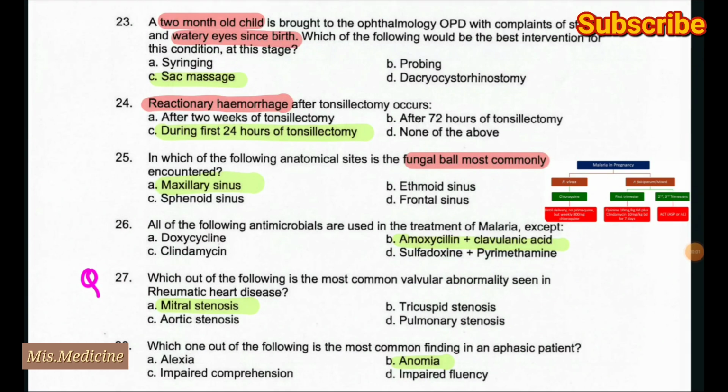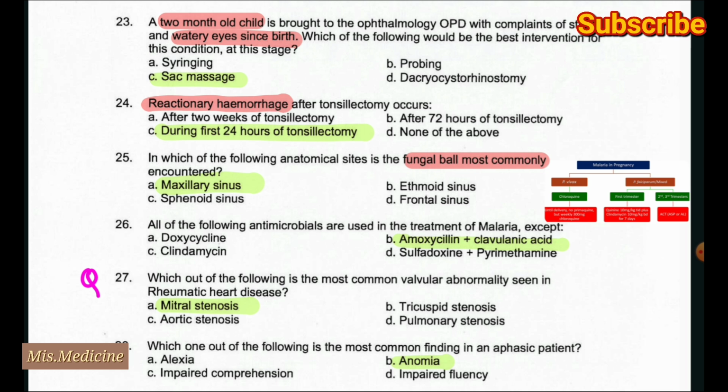Next question is, a 2 month old child is brought to the ophthalmology OPD with complaints of sticky and watery eyes since birth. Which one of the following would be the best intervention for this condition at this age? Sac massage is the answer. Less than 6 months, sac massage will be the good treatment for the newborn baby.